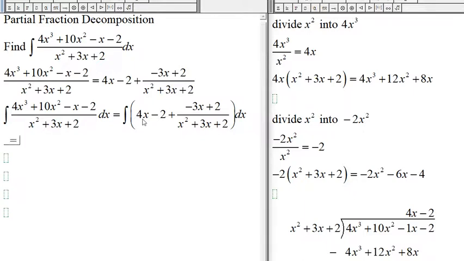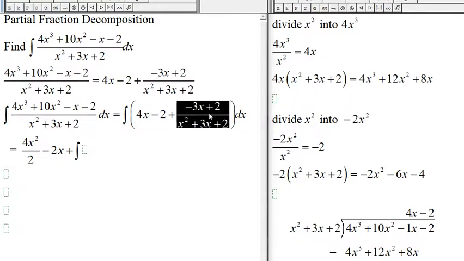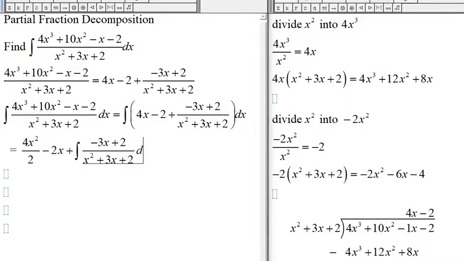The antiderivative of 4x squared is 4x, and the antiderivative of 4x is 4x squared divided by 2. The antiderivative of the constant 2 is just 2x, and then plus, we have to do this last part here, dx. Right here, we have to do partial fraction decomposition for this part.